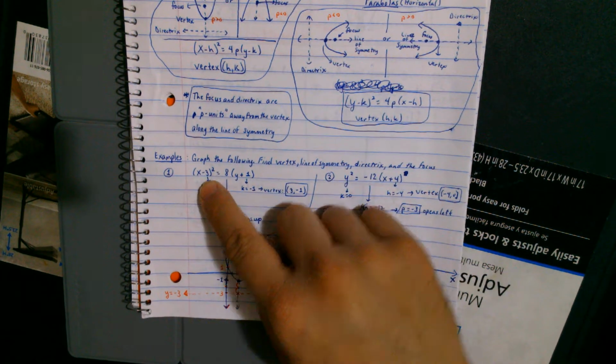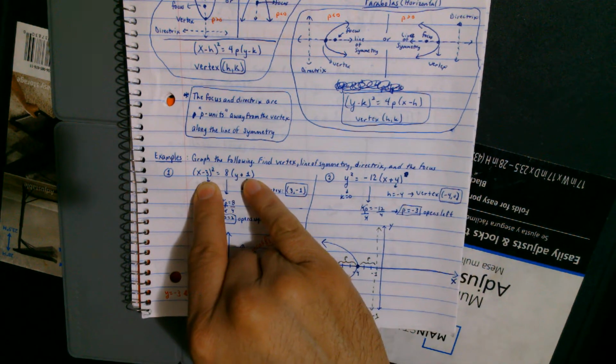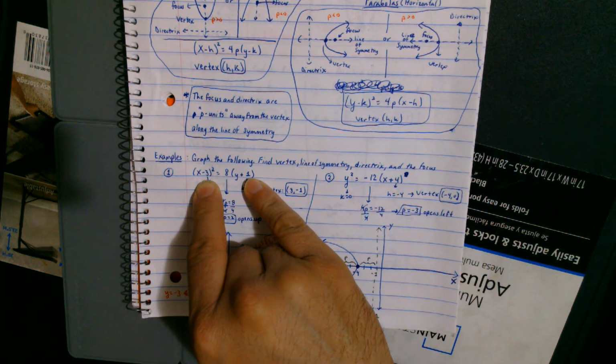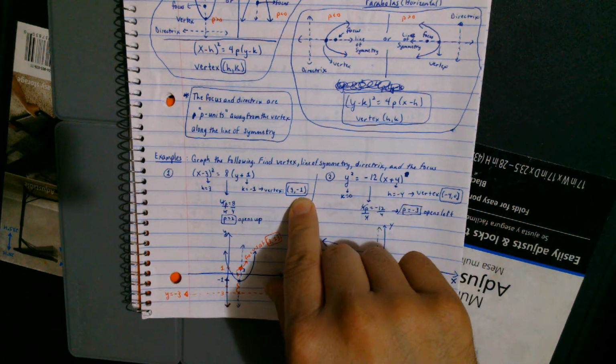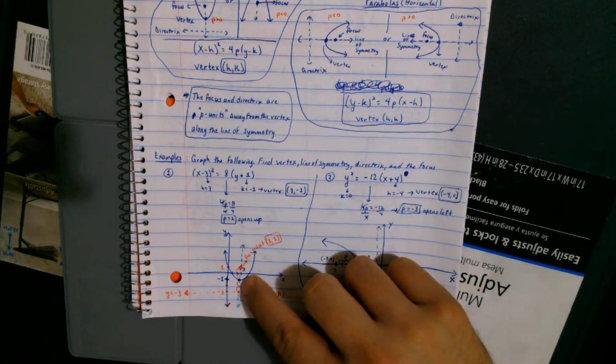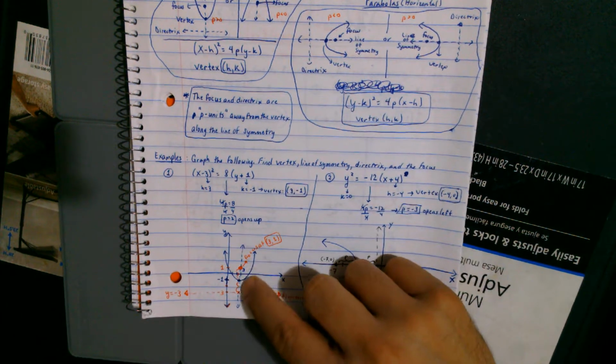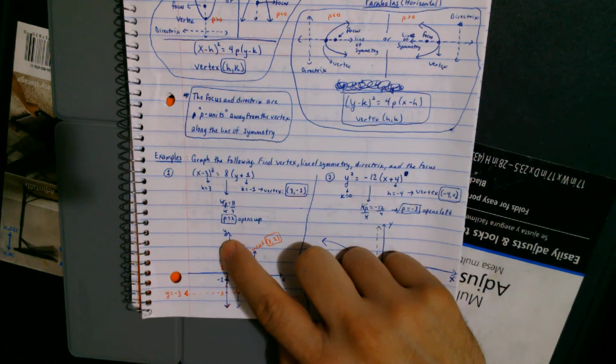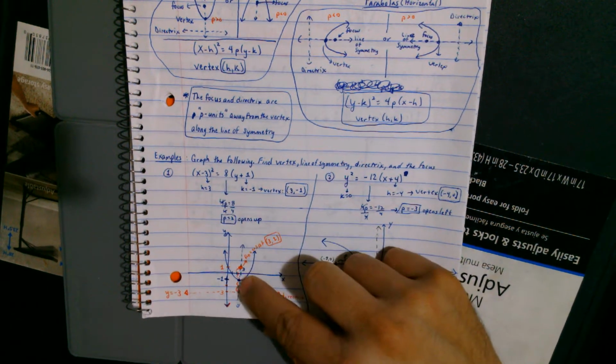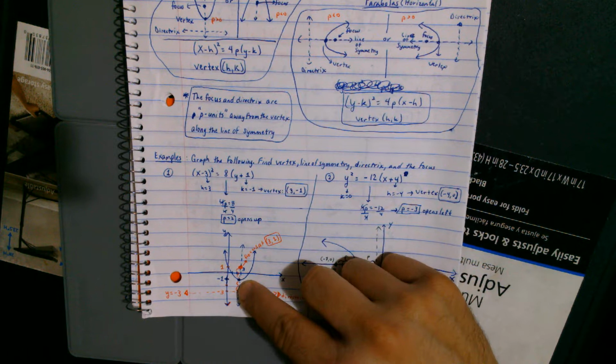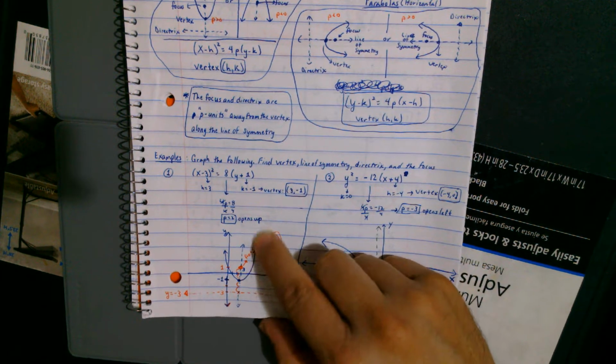The vertex, you would take the opposite sign, like we did with the hyperbola and the ellipse. So positive 3, comma negative 1. From that point, 3, negative 1, because this is opening upward, we're going to draw a happy face. We're going to draw a parabola going up.